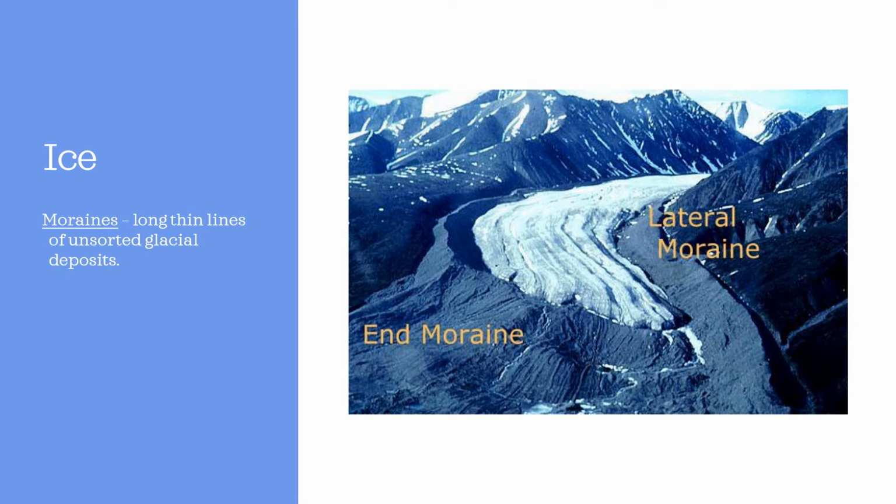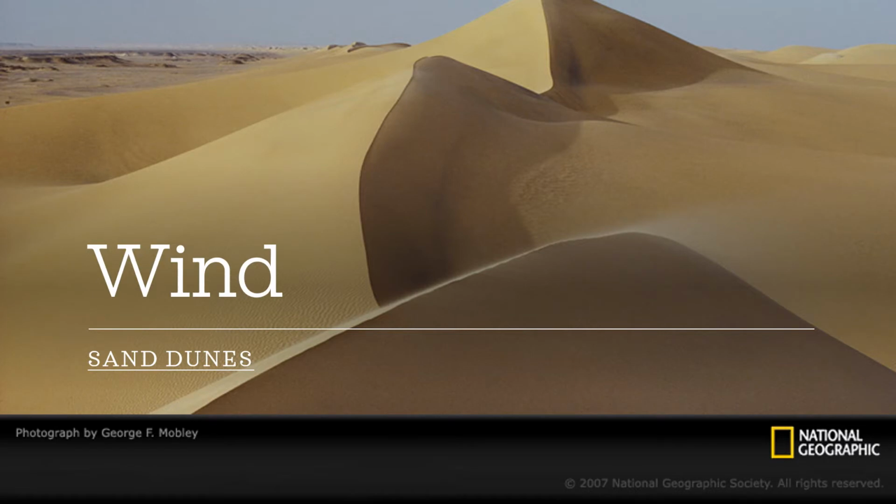Okay, ice. So we're talking about glaciers. The deposits from ice we call moraines, long, thin lines of unsorted glacial deposits. So right there, deposited ice. Wind, we have sand dunes. They can be spectacular like this sand dune, or they can be the sand dunes that we see at the beach. So the wind moves the sand around, and then once the sand stops moving, it forms those dunes.